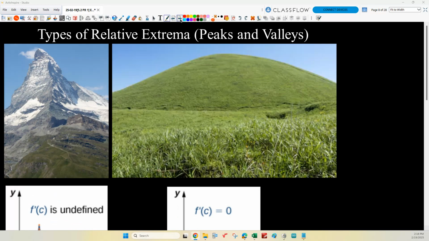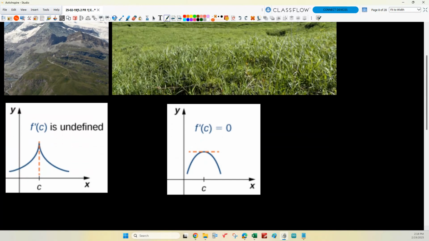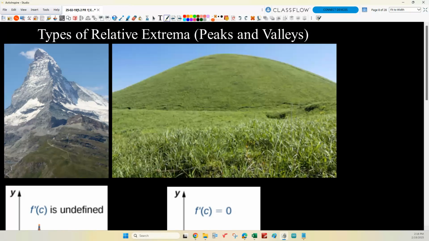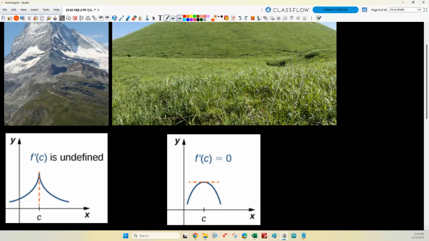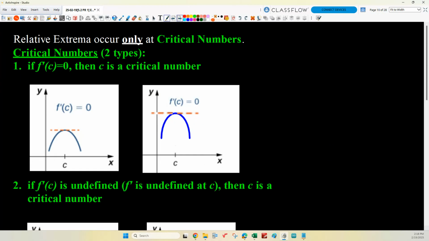So again, for your notes, there's different types here. We could have undefined derivatives give us sharp peaks. Smooth, rounded peaks are where the derivative is equal to 0. Okay? And same thing for valleys. We could get smooth valleys where we get a horizontal tangent line, sharp valleys where we get an undefined derivative. Okay, so then that brings us to something really important.